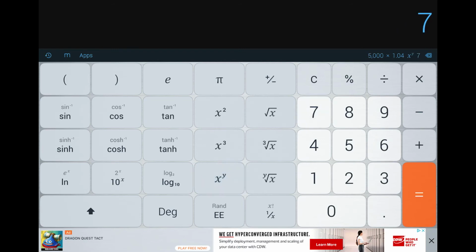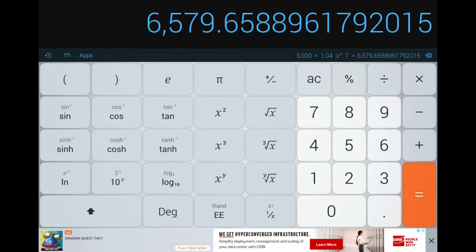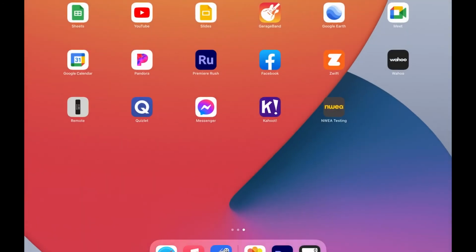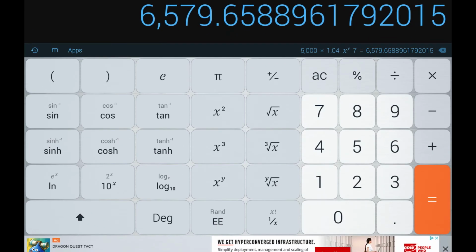And if we've done this correctly, we should be getting this number. So I'm going to write this down, 6,579.66. 6,579 and 66 cents. If I remember that correctly, 6,579.66. Let's check it out. Yep, I think we have it.